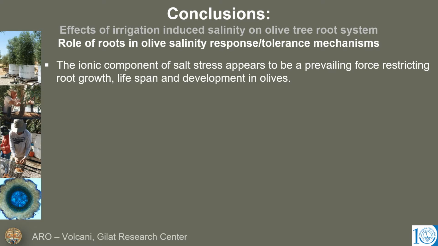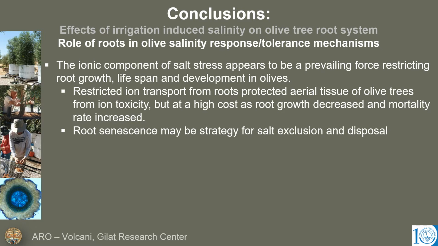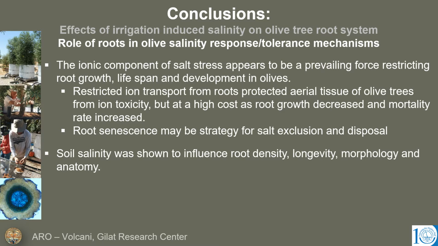The restricted ion transport from roots to shoots protected the trees from toxicity, but there seems to be a very high cost, as root growth decreased and mortality rate increased for this to somehow happen. The senescence itself may well be part of the strategy for salt exclusion and disposal. I'm not completely confident about what's cause and effect here, but I found it interesting.